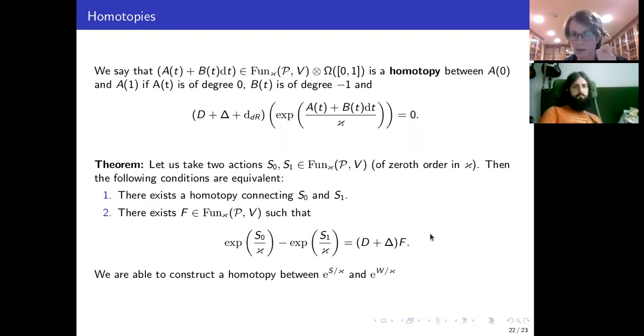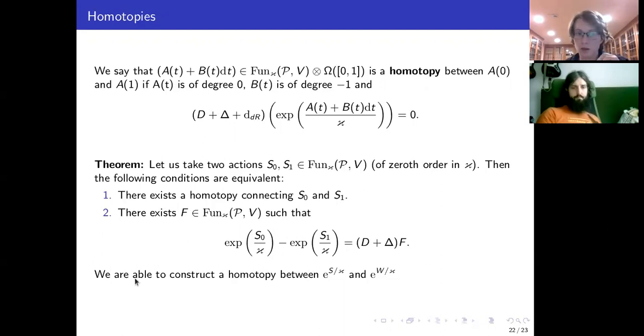Here is one remark to this, is that this f doesn't have to be of order 0 in kappa. We are not saying that the A and B are of order 0 in kappa. So we are connecting the two actions which are both of order 0 in kappa, but we are going also through the elements which are not of order 0 in kappa. So we are connecting them by something which satisfies d plus delta closed, but we are not saying that they satisfy the quantum master equation, which is an equivalent condition only when we have order 0 in kappa.